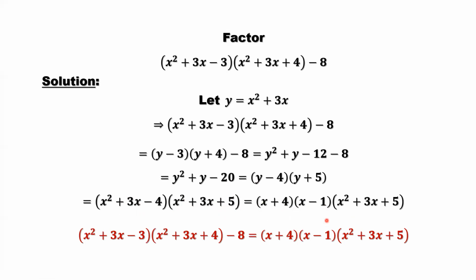Here's the answer. The original polynomial equals (x plus 4)(x minus 1)(x squared plus 3x plus 5).